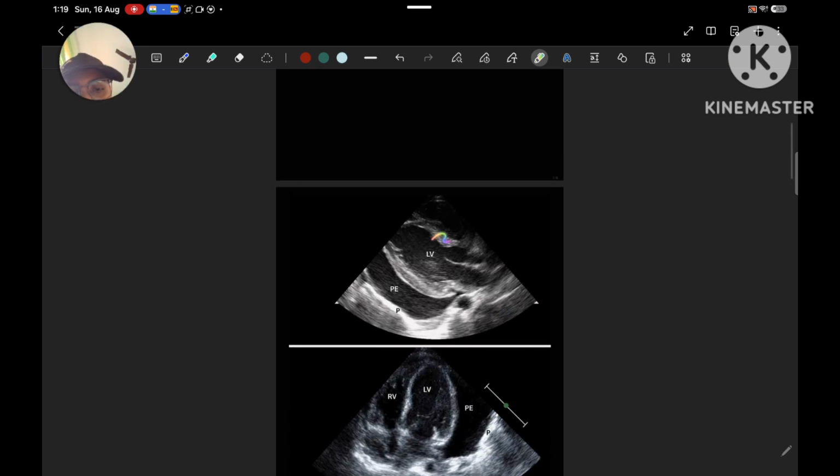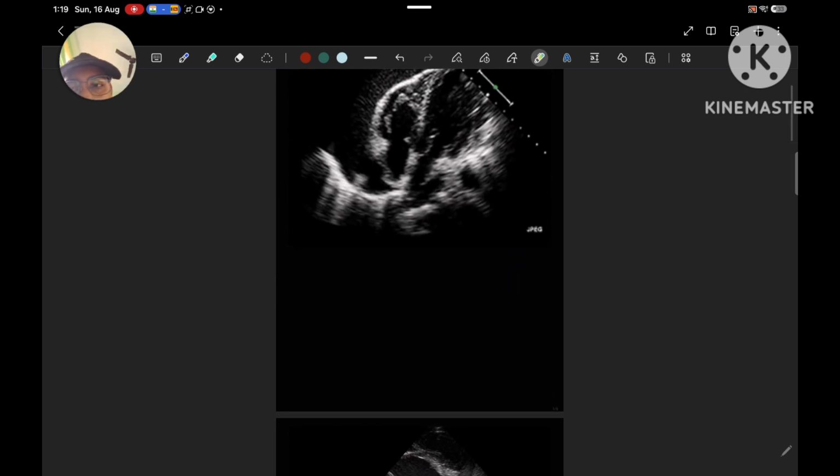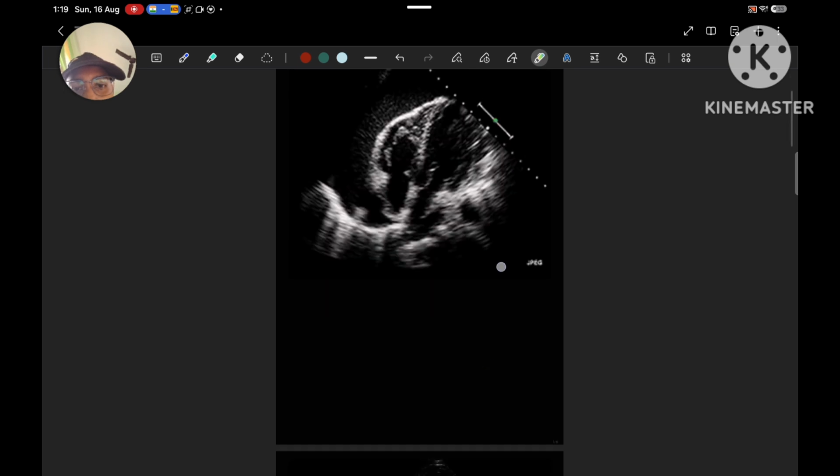You can also see that here is the left ventricle and this is the pericardial effusion. This is the wall of the heart and this is the pericardial effusion. Here the fluid accumulated and creating pressure on the heart chamber, thus causing the cardiac tamponade or decreased cardiac output.